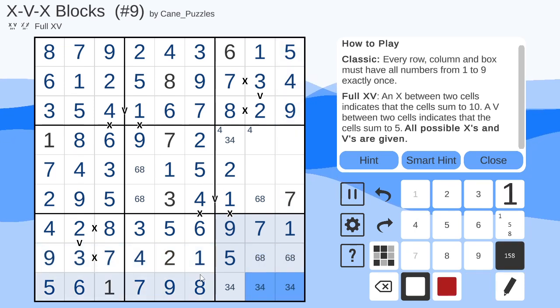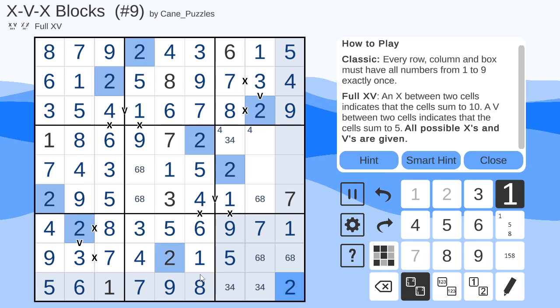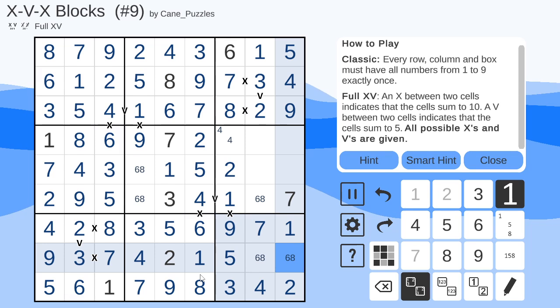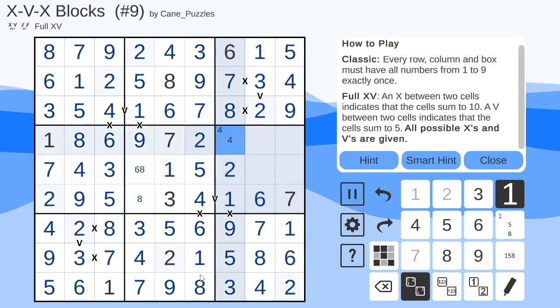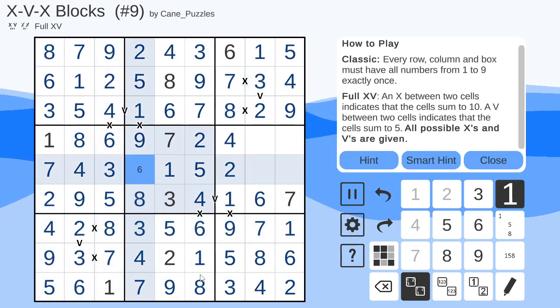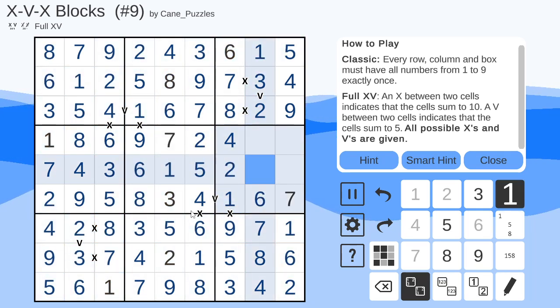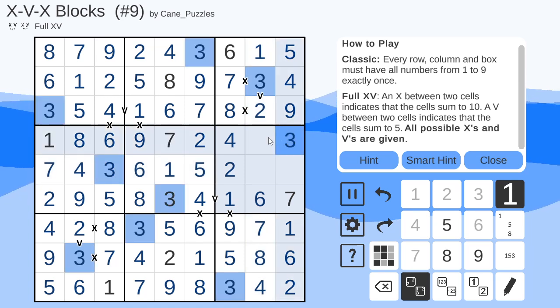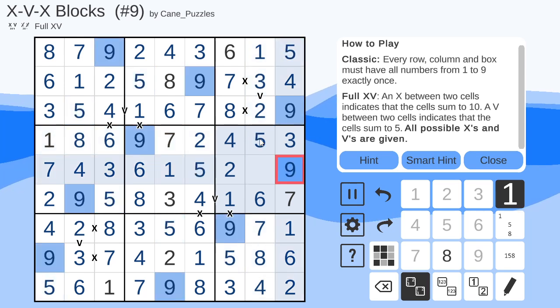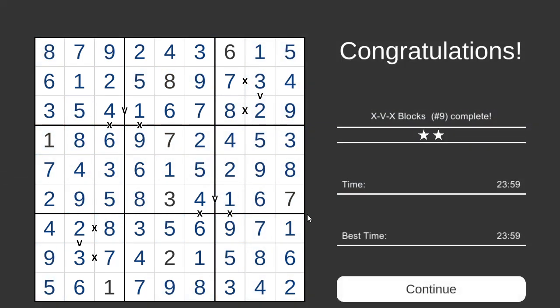Down here is a 3, 4, 6, 5, 2. 2 is resolved. 3 is resolved. And 4. This can never be 8, so this is 6, this is 8, this is 6, this is 4. Oh, what are you doing? 8, 6. Now, I need to finish the puzzle. That's a 3, 5. That's an 8, and that's a 9.